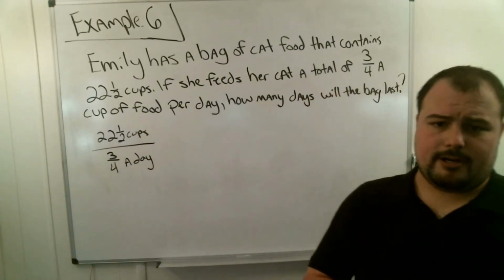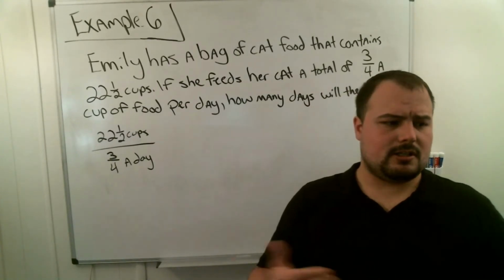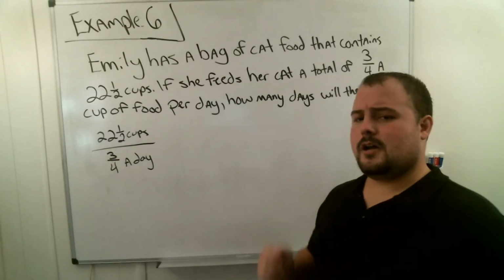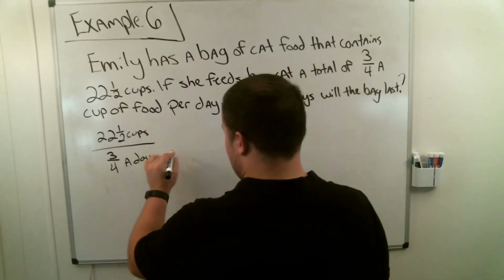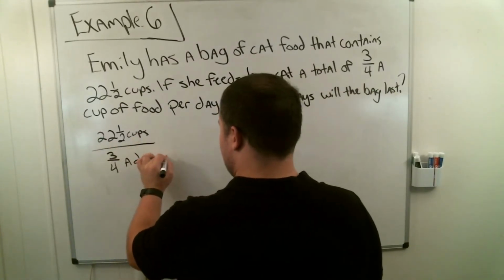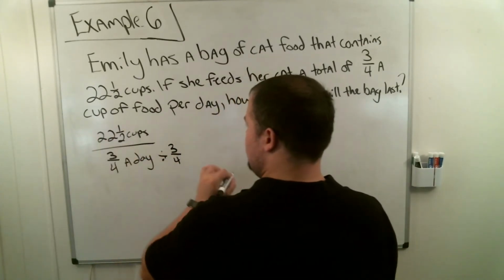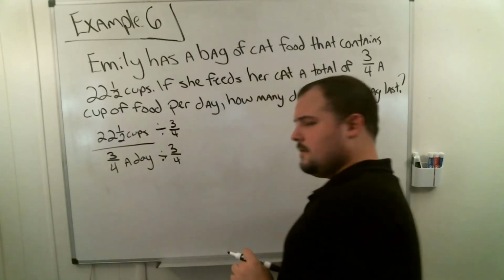So we've written a rate. Anytime we write a rate and we want to change the denominator to 1, reminder that we have to divide the numerator and the denominator by the bottom number, as we learned in our first example, our first lesson. So we're going to divide 3/4 by 3/4, and 22.5 is also going to divide by 3/4.